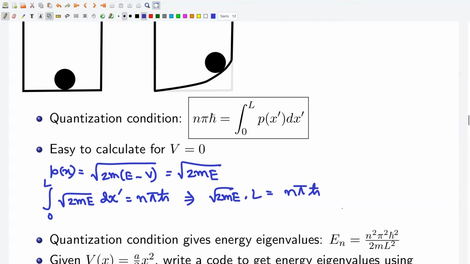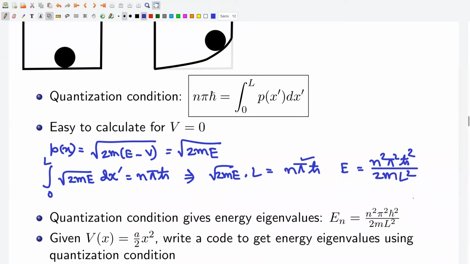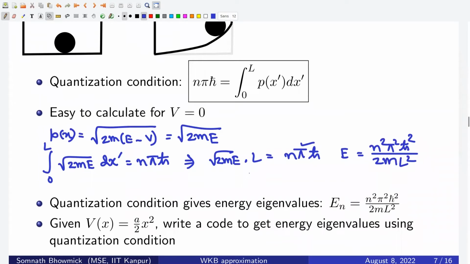Now we can rewrite this equation as E equals, we have to square this part, n² π² ħ² divided by 2mL². Thus, the quantization condition gives the energy eigenvalues for a particle in a box: En equals n² π² ħ² divided by 2mL². We already know this from our analytical solution of the particle in a box.